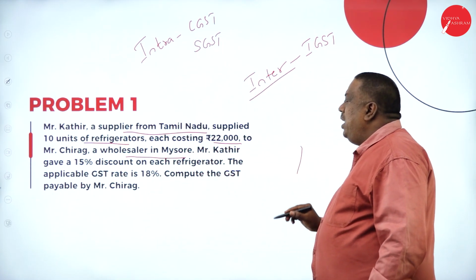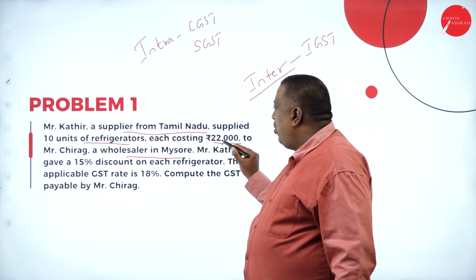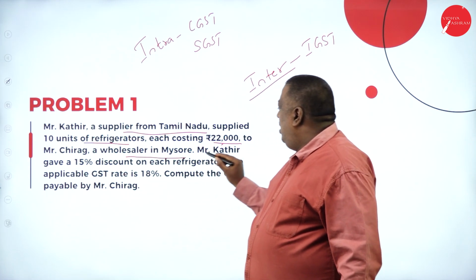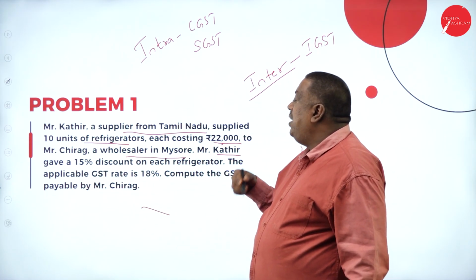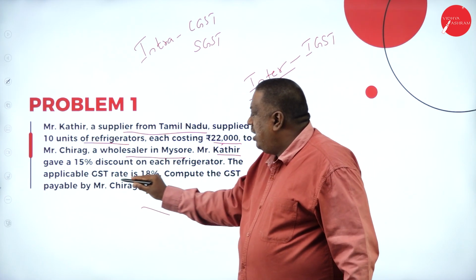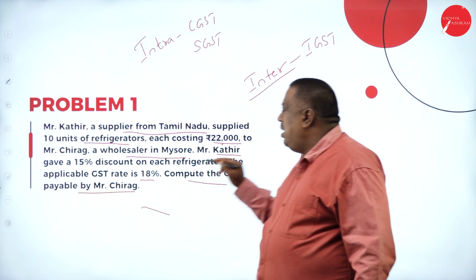Now, how many units I'm purchasing here? 10 units. Each cost me 22,000. And Mr. Kathir gave 15% discount, means I'm giving discount to Chirag. The applicable GST is 18%. Compute the GST payable by the Chirag.